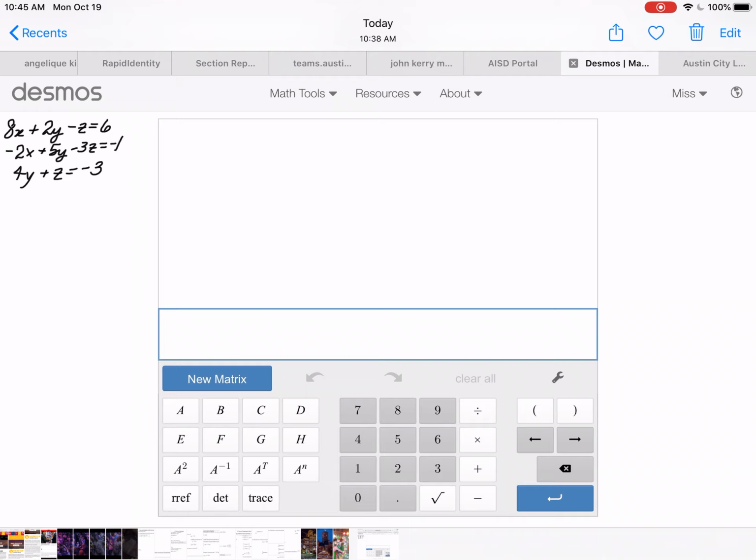So, for example, on your homework, systems with three variables, I pulled out one of those problems, and you can see that problem right there on the left-hand side of the screen. 8x plus 2y minus z equals 6 is the first equation. The second equation is negative 2x plus 5y minus 3z equals negative 1. The third equation is 4y plus z equals negative 3.